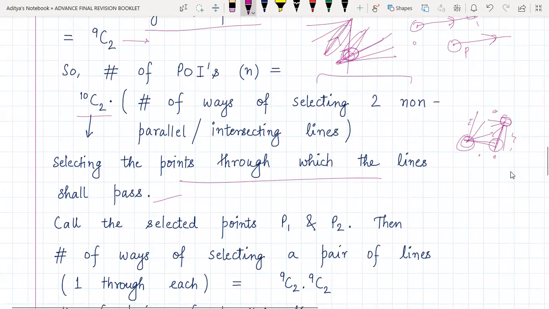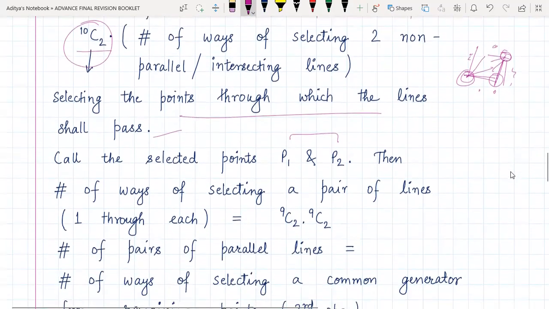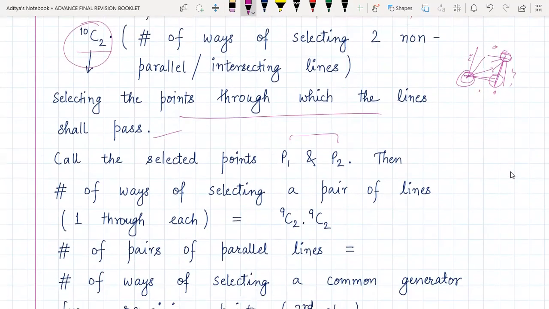Now call the selected pair of points P1 and P2. These 2 points that we have selected, we have named them, let's say, P1, P2. The number of ways of selecting a pair of lines, one through each. So obviously from P1 you need to select a line, and from P2 you need to select a line. So obviously out of the 9C2 lines, you take any line. So let's say there are 10 lines. One line, how many ways can you select? 10C1, which is 10 only. So 9C2 ways I have selected a line from P1, and from P2 also the same number of ways.